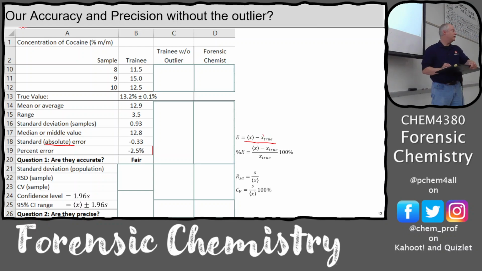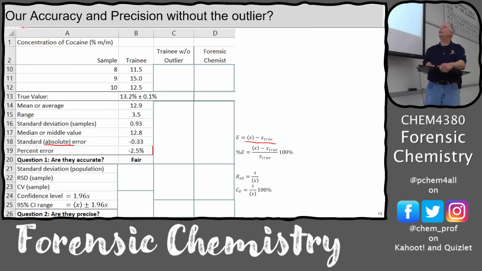The order matters. Okay. Why do I say the order matters? Why do I want to subtract the true value? Especially for the absolute and percent errors. What if the mean is low? So if I calculate the mean and it's less than the true value, what will the error result be? Negative. Does that tell you something? Like when you see a negative sign, if I say my error is negative 0.33, that tells me the trainee is low because it's negative.